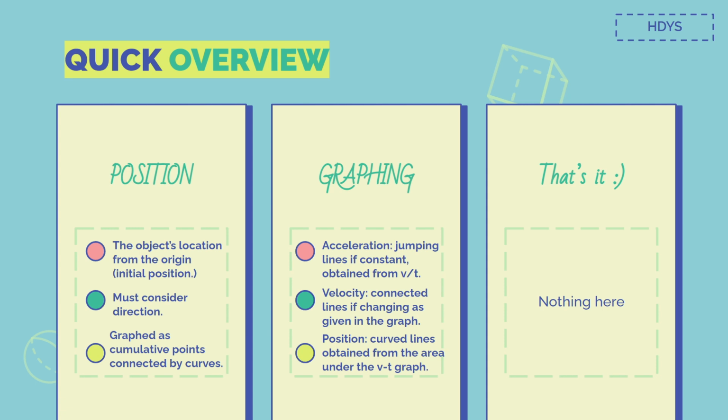For velocity, it's connected lines of changing values as given in the graph. So we did have a changing velocity, it was going at linear rates. But sometimes it was just a straight line, which means it's a constant velocity, there is no change in there. And for position, it's curved lines obtained from the area under the velocity and time graph.